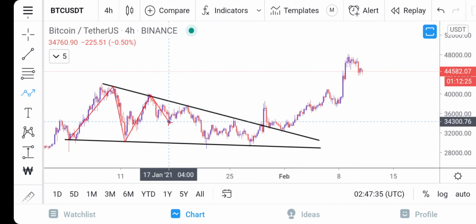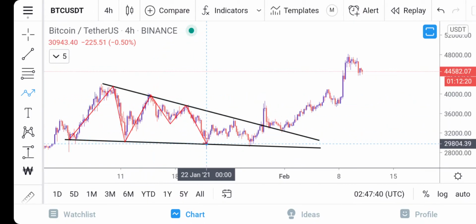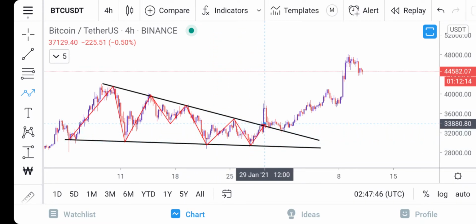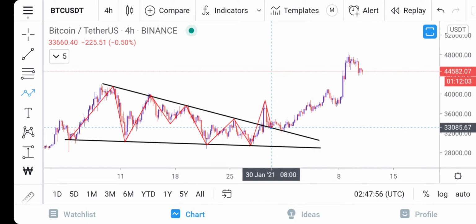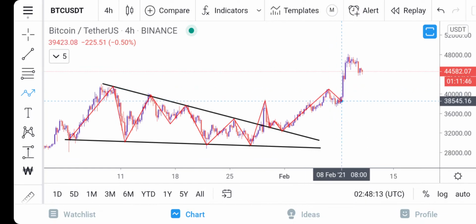Then it formed a double top here and retested the support again, then came back to resistance, retested the support, then it broke out. From this point it broke out and retested the upper trend line resistance. So this upper trend line resistance now turned to support. That's what you call resistance turned support. So it retested and retested again to form a double bottom. Then that's when you got this uptrend over here.